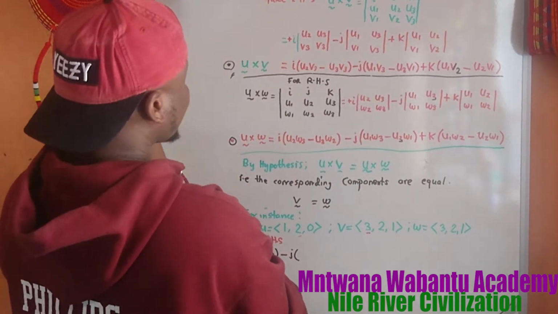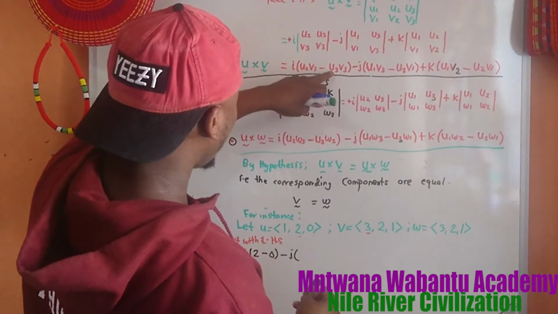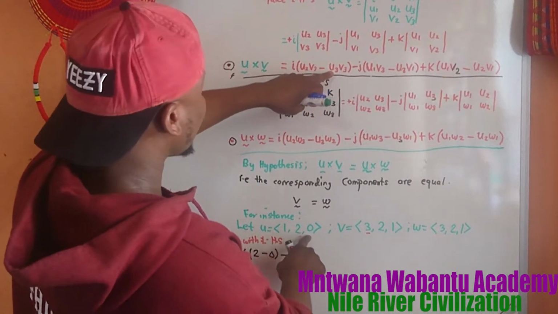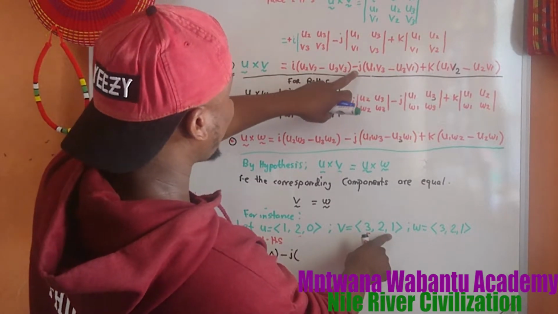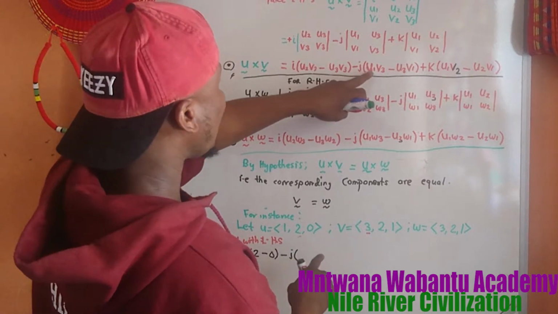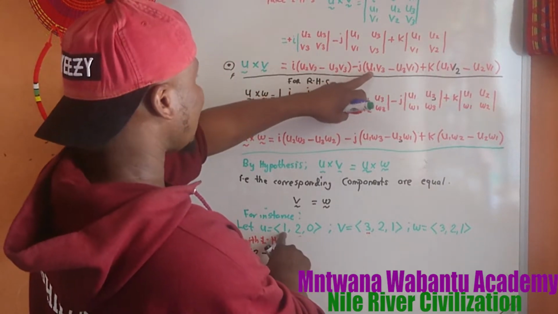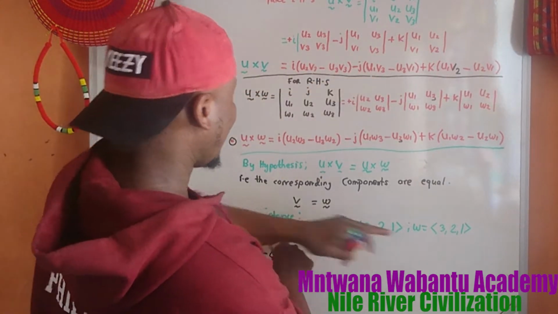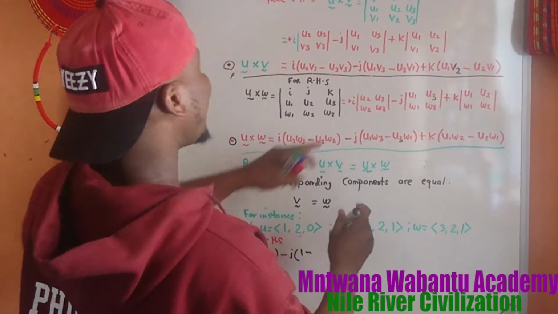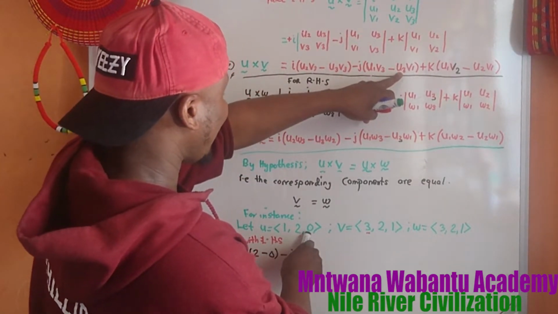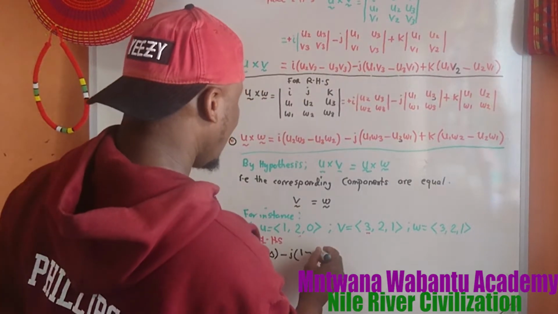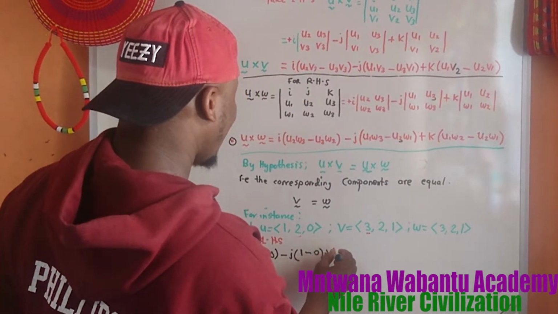Now we go. So U3, what is U3? U3 equal to 0 multiplied by V3. What is V3? V3 equal to 1. 0 times 1 is 0. Now we come for j. Minus j, minus j. Okay, U1. What is U1? U1 equal to 1 times V3. V3 equal to 1. 1 times 1 equal to 1. Then we minus. Now we go for U3. What is U3? 0. Okay, multiplied by V1. V1 equal to 3. 0 times 3 equal to 0. And then we go for plus k.